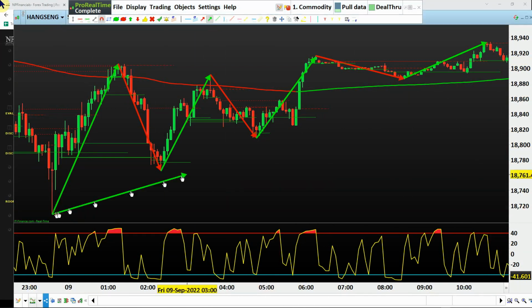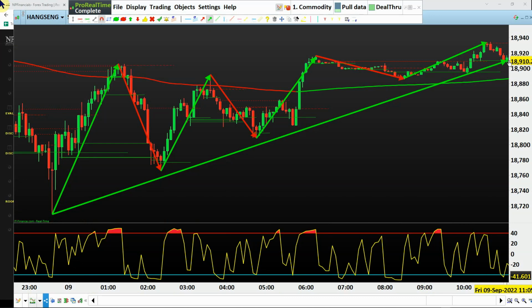Long. Very good, excellent. Long, because impulsive, corrective, impulsive, corrective, impulsive, corrective, impulsive. Why are they impulsive? Because they are longer. Marty will tell you better.